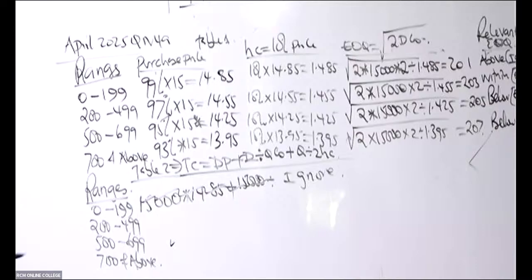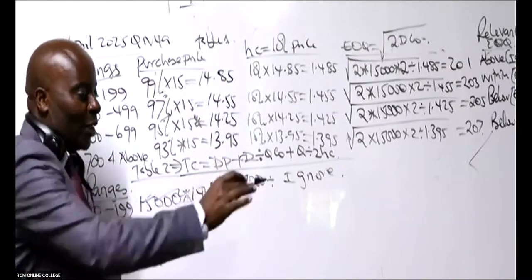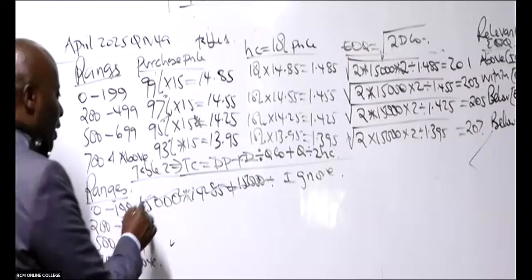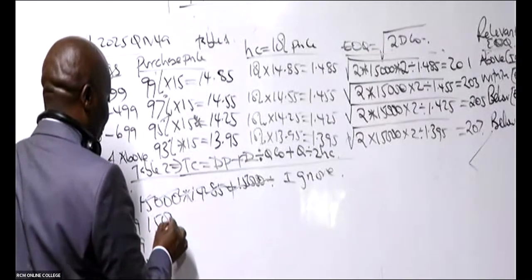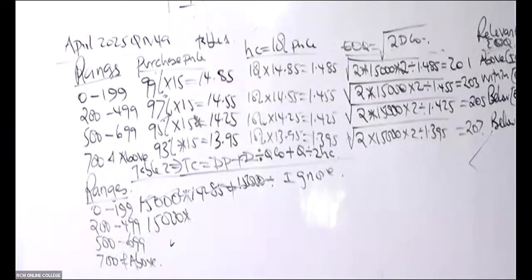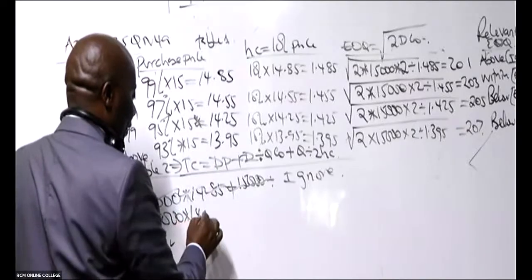So have you struck yours off like this, or are you trying to look for a rubber? It's just professional to do it that way. Yeah, just ignore. So we go to range number 2. Range number 2, we shall take the annual demand of 15,000. How about the price? The price for range 2 is 14.55, isn't it?